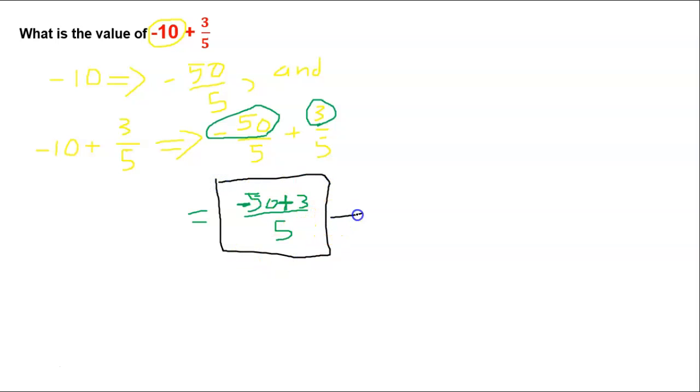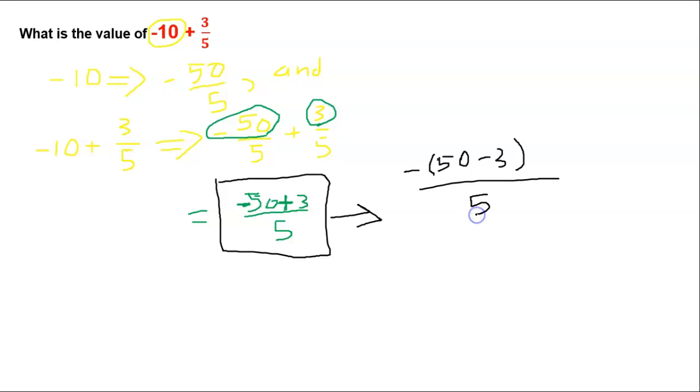Okay, so we get negative 50 plus 3. So we say the answer would be, the larger number is negative, so we know the answer would be negative. Then we have to subtract the smaller one from the larger one, 50 minus 3. Okay, close that bracket and put it over 5.